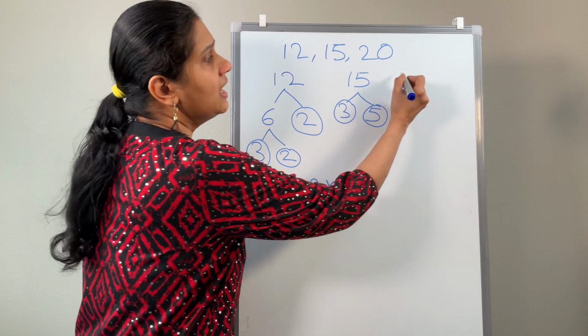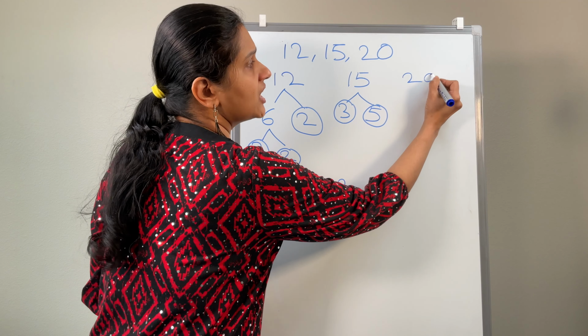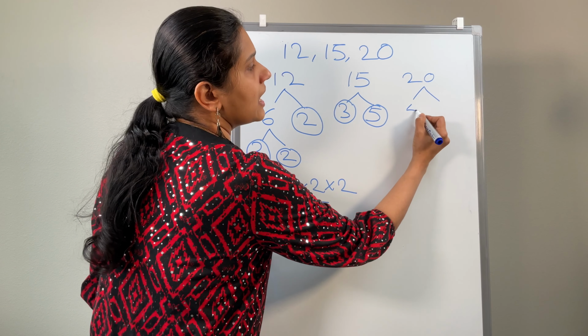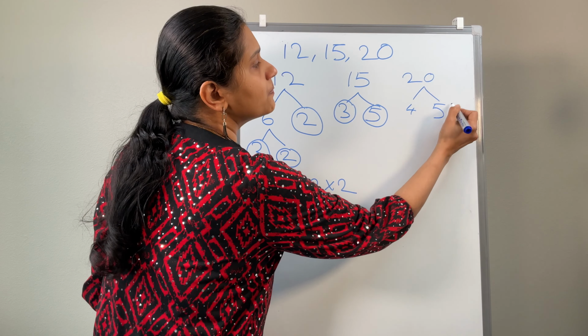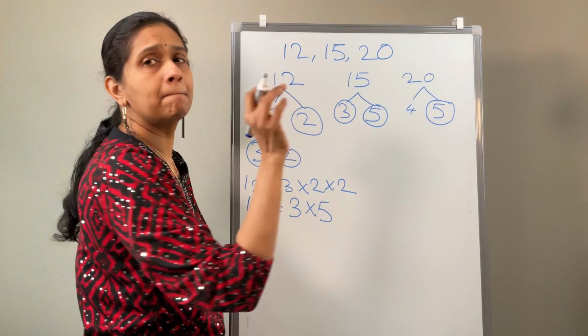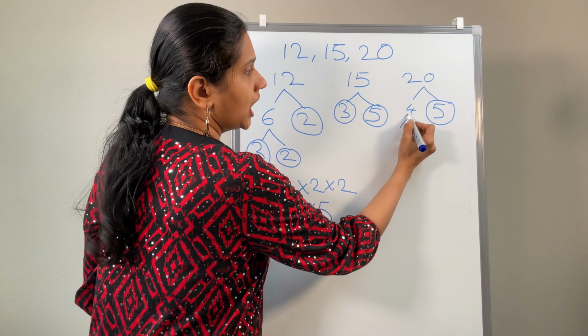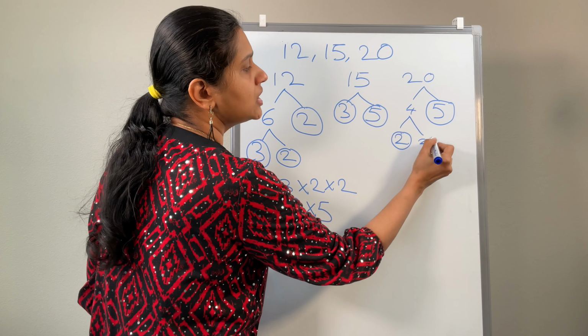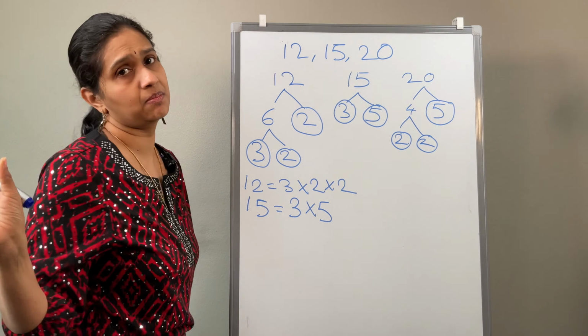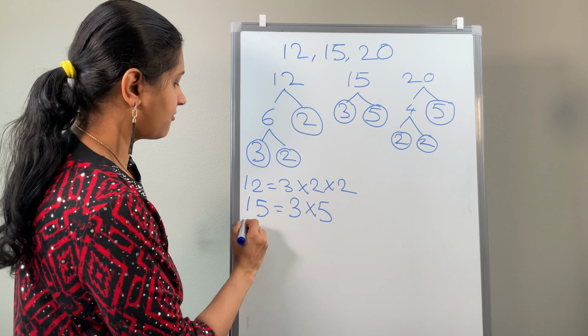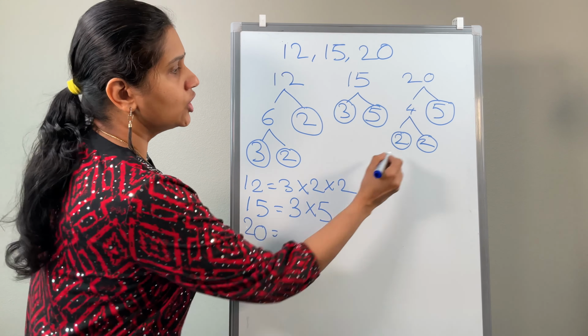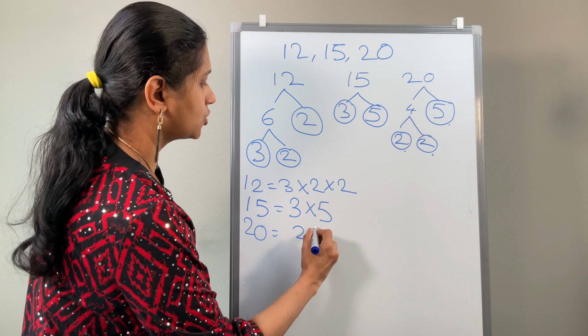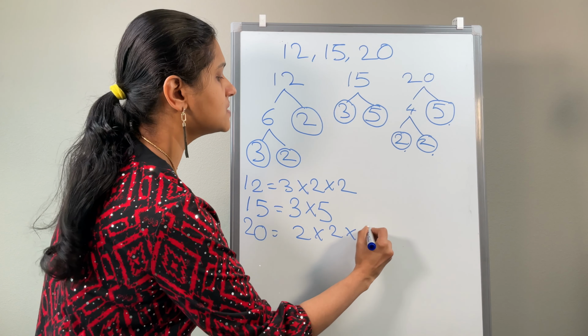Now let us see the prime factorization of 20. It can be written as 4 times 5. You can see 5 is a prime number. Perfect. And 4, it's 2 times 2. Both these 2's are prime numbers. So what is the prime factorization of 20 now? 2 times 2 times 5.